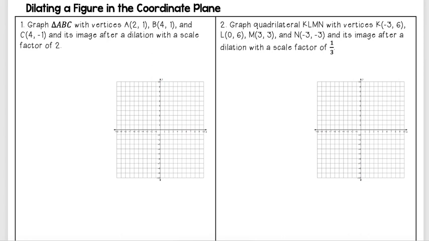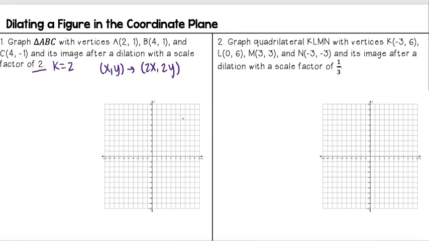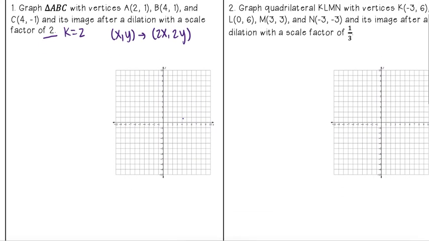Okay, so now let's go ahead and actually practice doing these dilations. So I'm going to first graph triangle ABC with those vertices, and then I'm going to graph its image after a dilation with a scale factor of 2. So this tells me that k is equal to 2. So I know that means for my coordinate rules, that means that (x, y) is going to go to (2x, 2y). So I'm going to go ahead and start with just graphing triangle ABC.